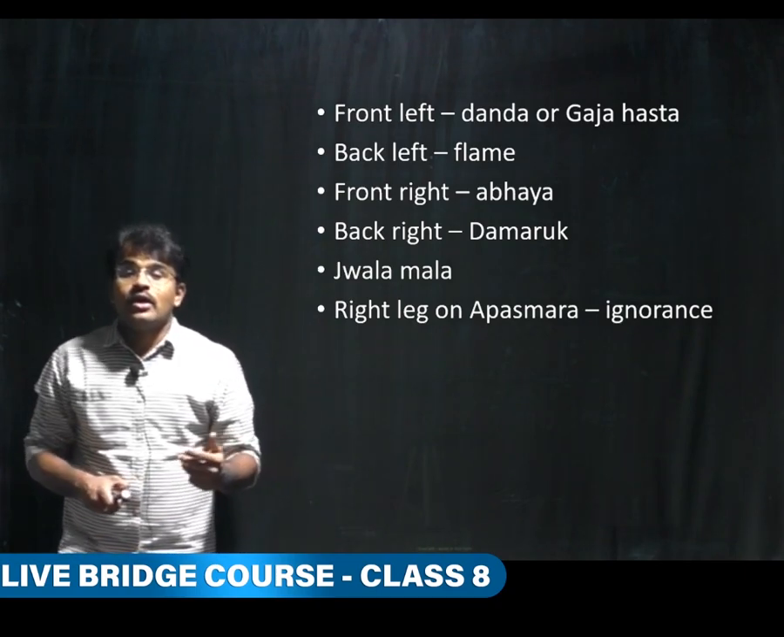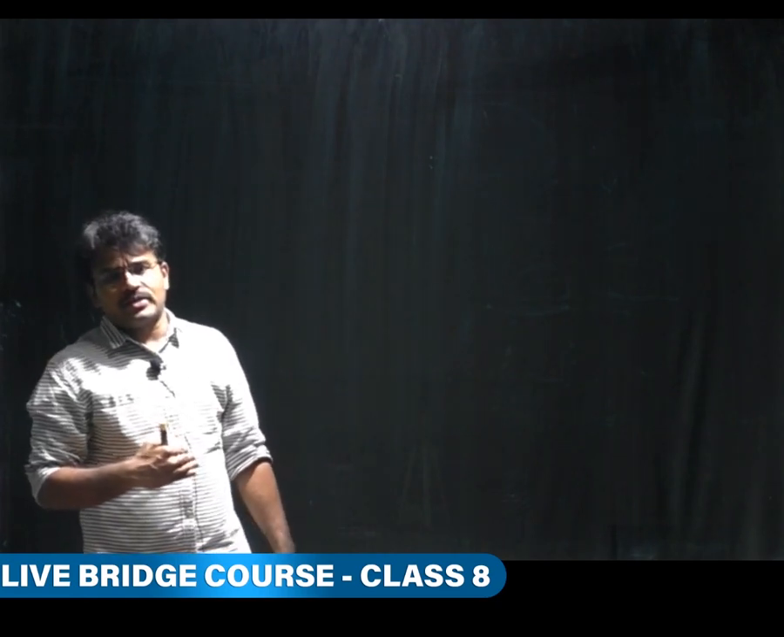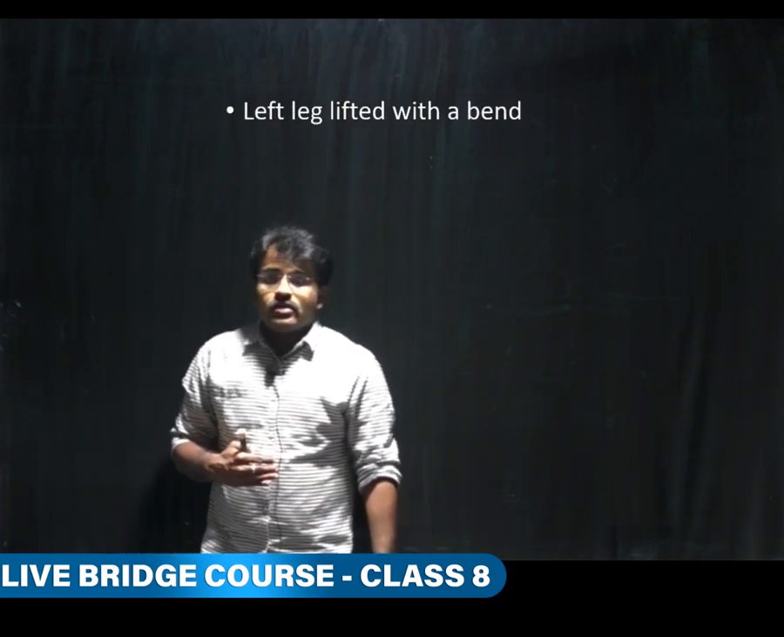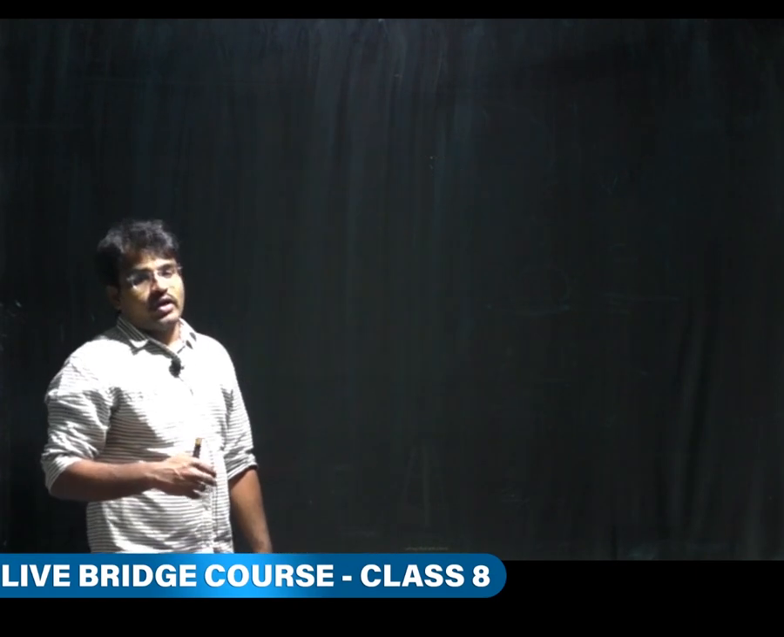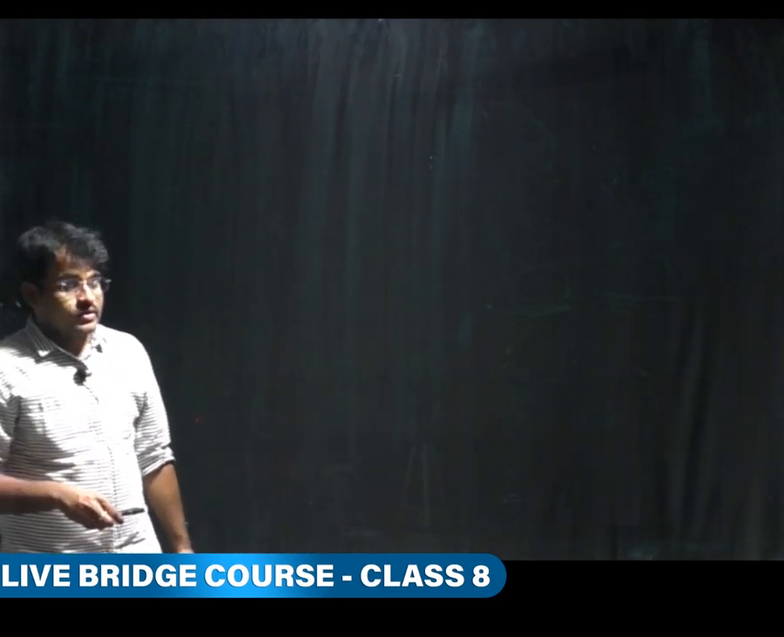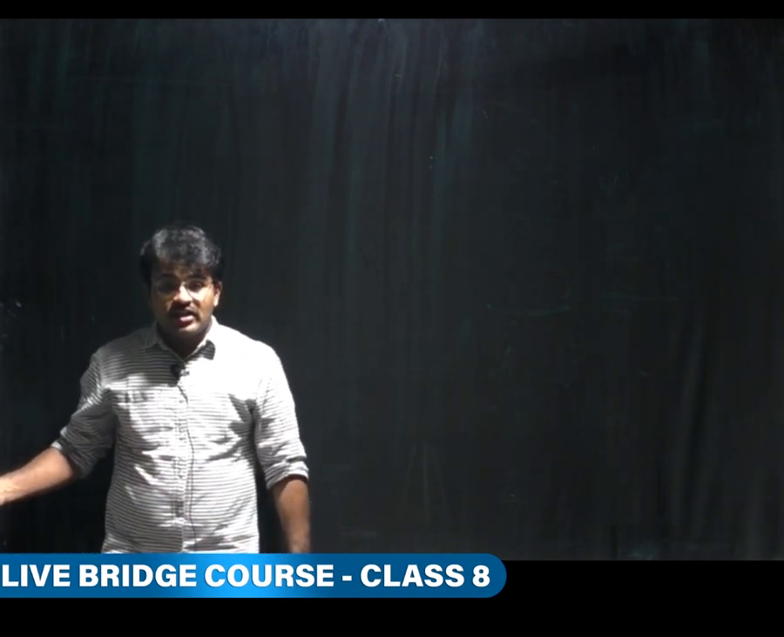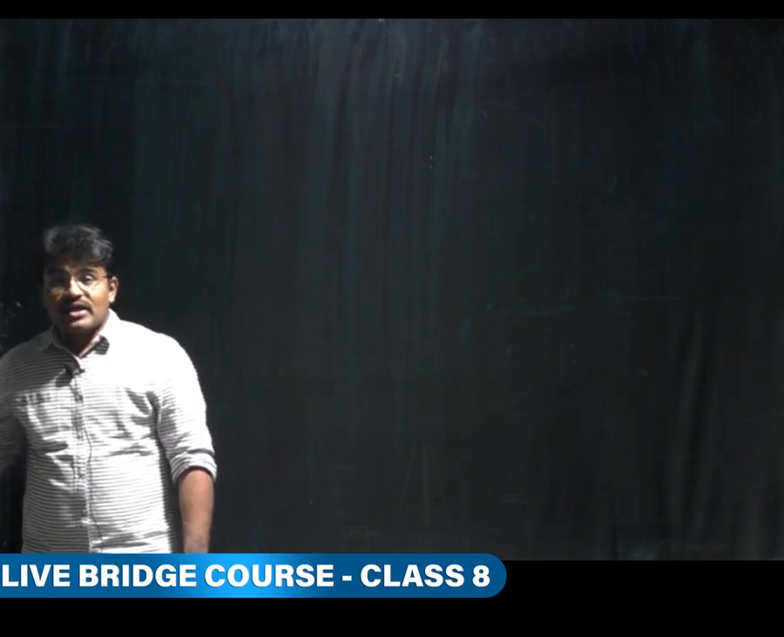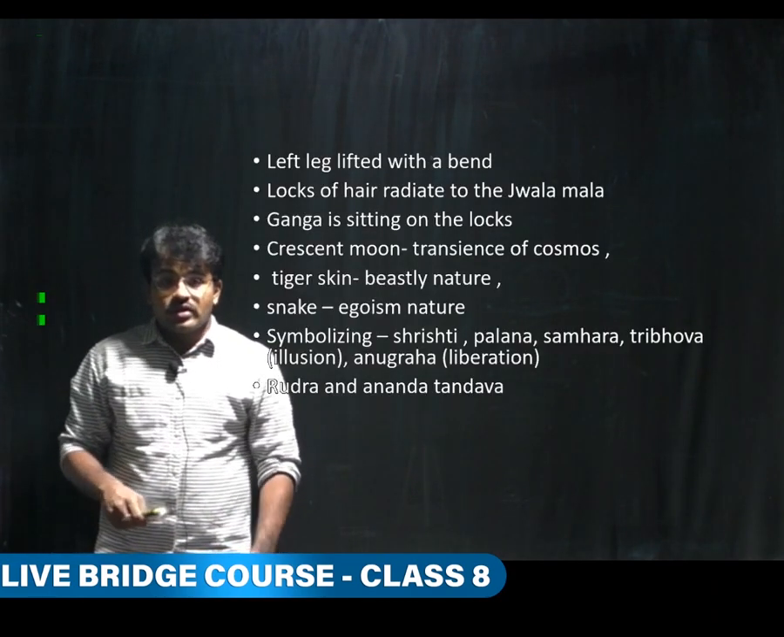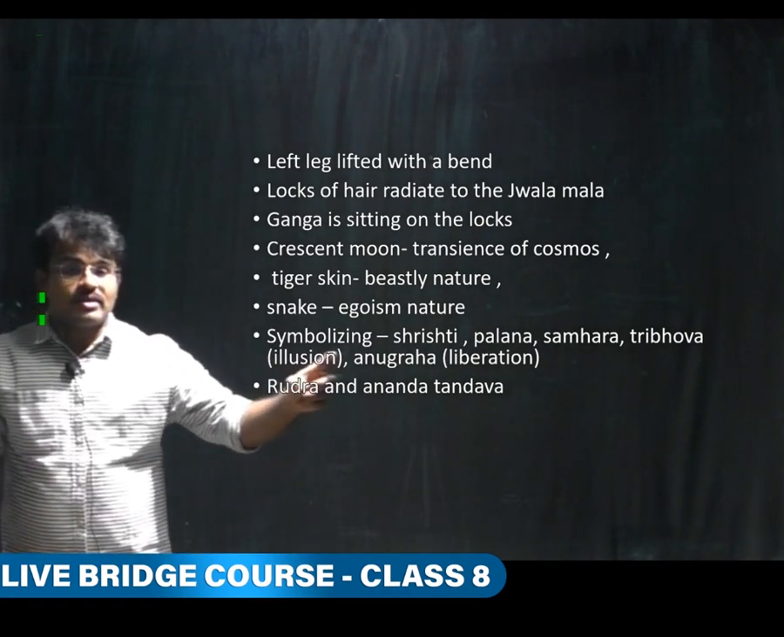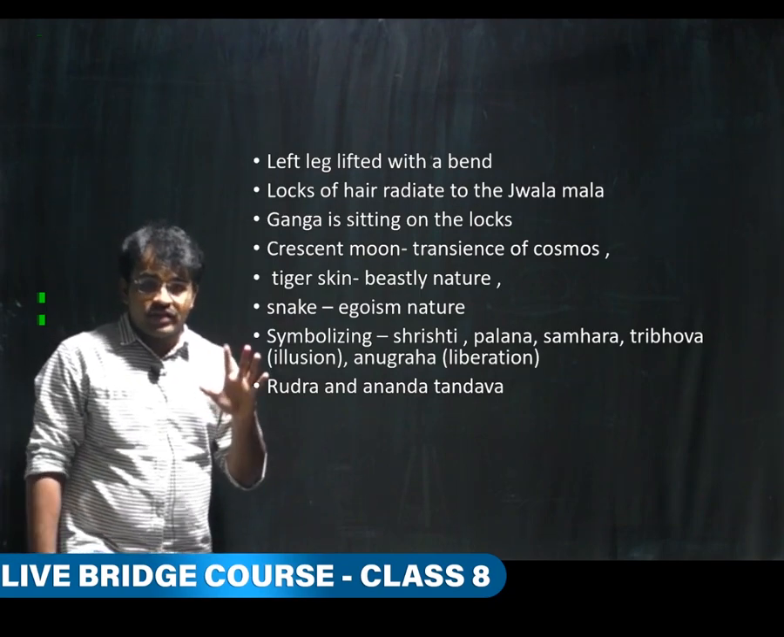That is what is known as the Damaruk, and each leg and each hand represents one ideal or another. And this entire image represents 5 things in Hinduism. I'll talk about these 5 things, which are the central philosophy of Hinduism: Srishti, Palana, Samhara, Tirobhava, and Anugraha. These are the 5 important elements of Hinduism.